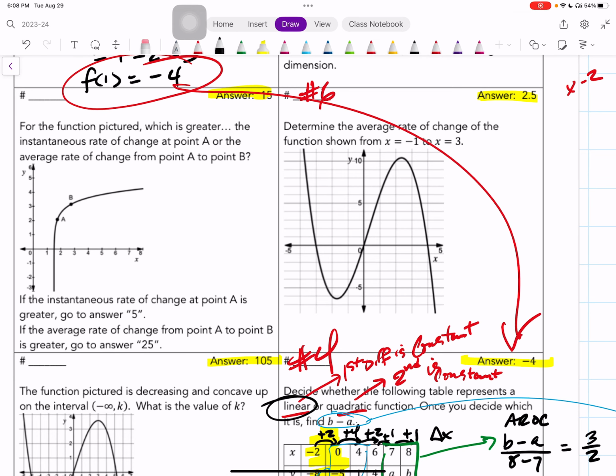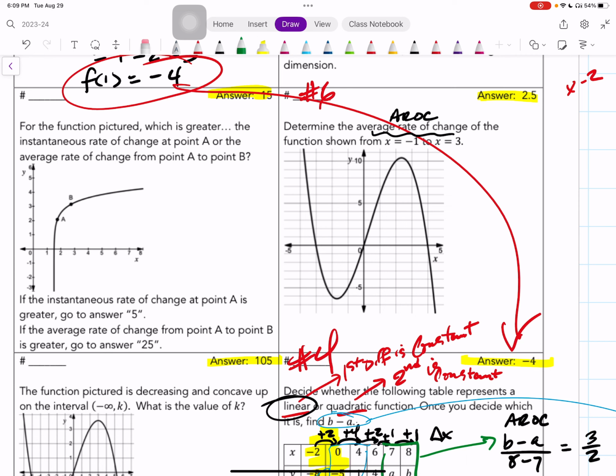Okay, determine the average rate of change. That's AROC again. Here we go again. That's like a major theme in pre-calc right now. On the interval from negative 1 to 3. So we need to take a look at, well, you know what? We could do it two ways. So I'll tell you what, I'll use the definition first.